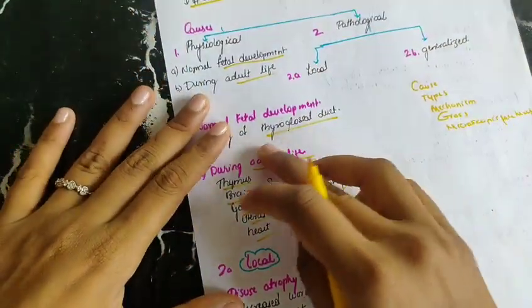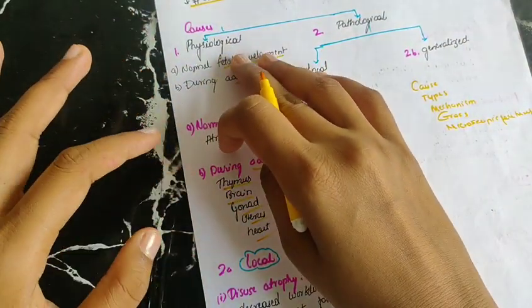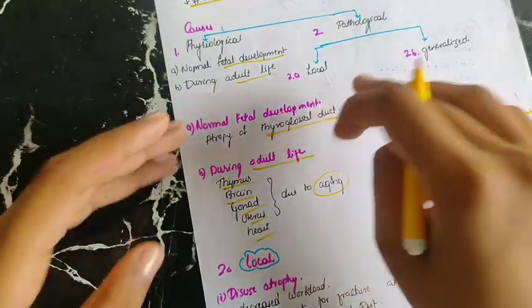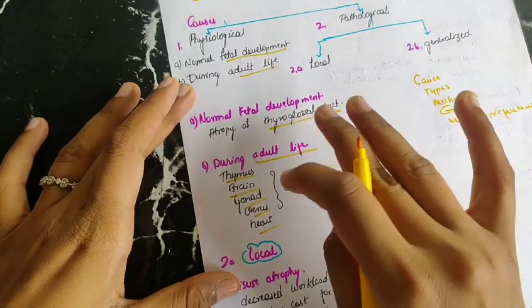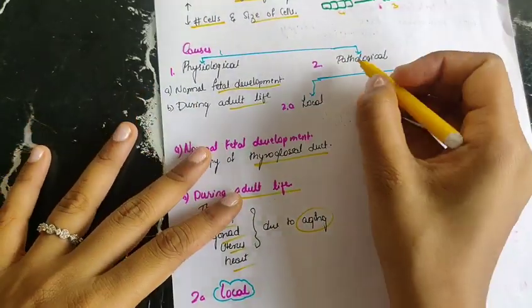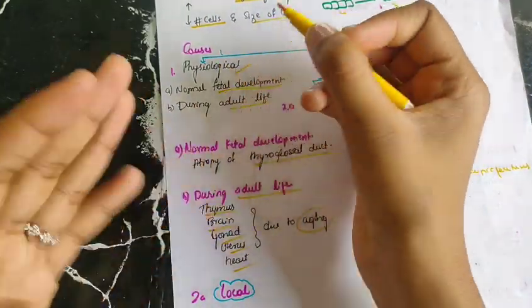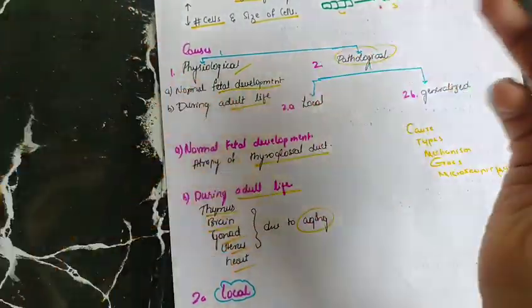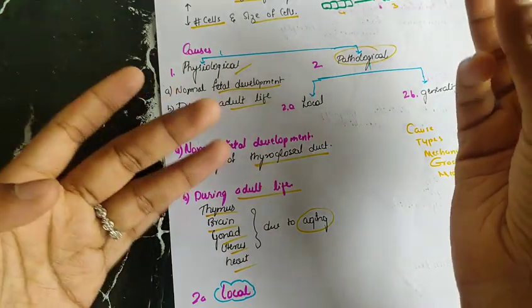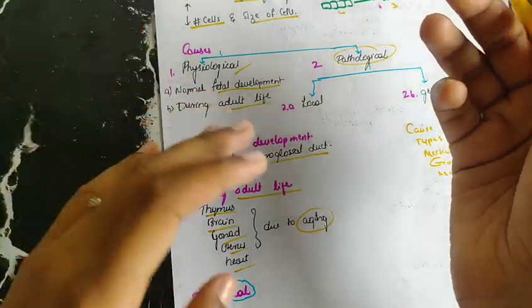These are the two types of physiological atrophy: during fetal or embryonic development, or during adult life. Physiological means it occurs normally, in everybody, whereas pathological atrophy occurs only because of some diseases or some conditions.